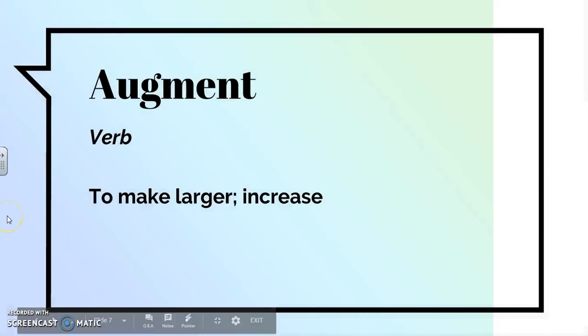Your next word is augment. Augment is a verb and it means to make larger, to increase. Kylie Jenner augmented her lips. As you can see the picture on the left, her lips are much smaller than the picture on the right. She has augmented them. She has increased them and made them larger.